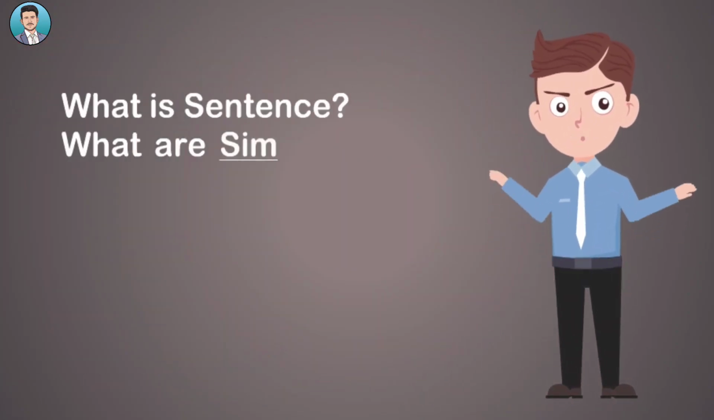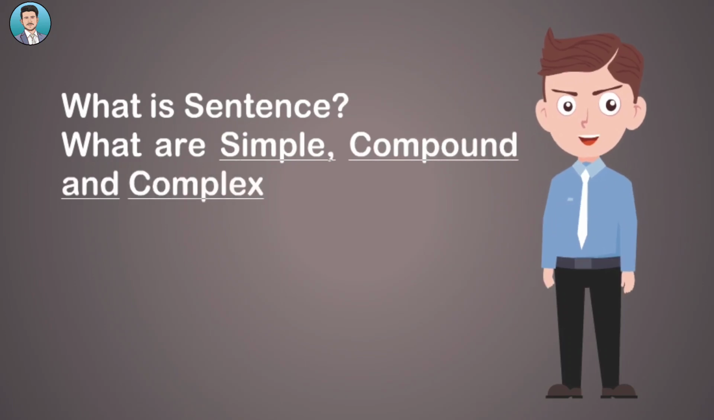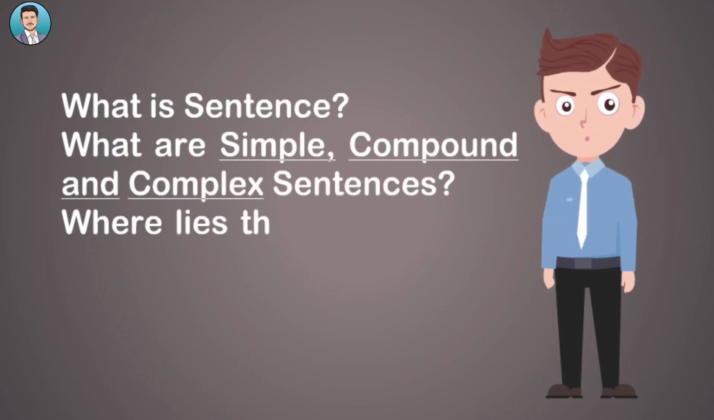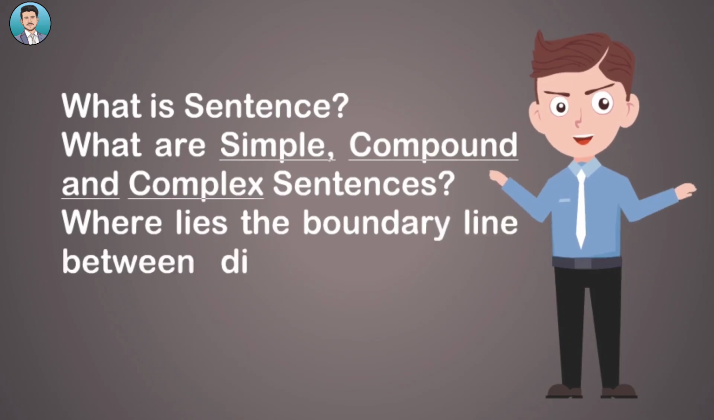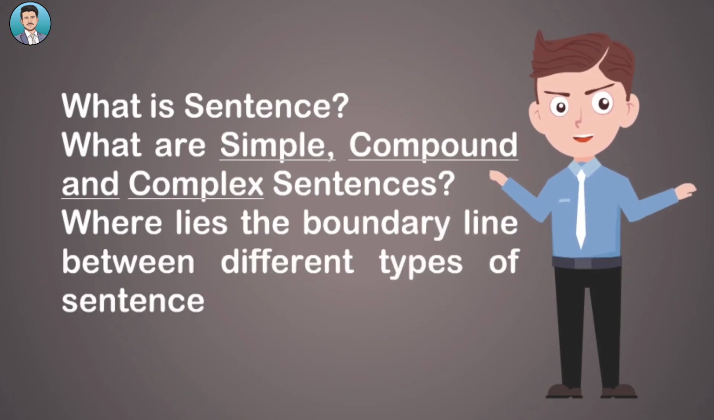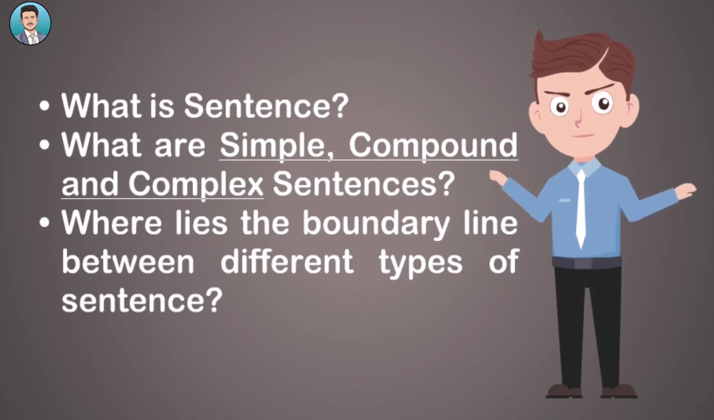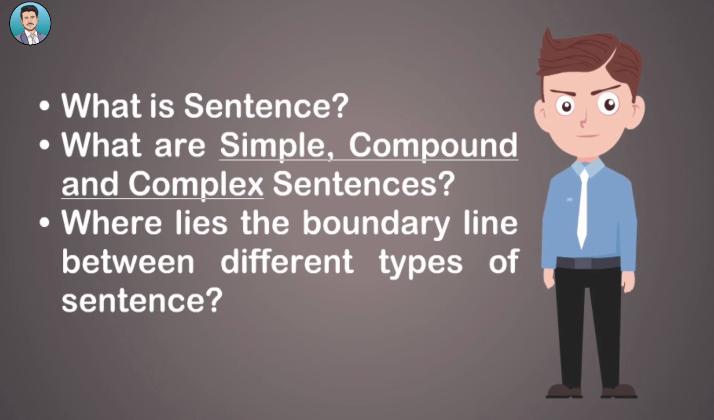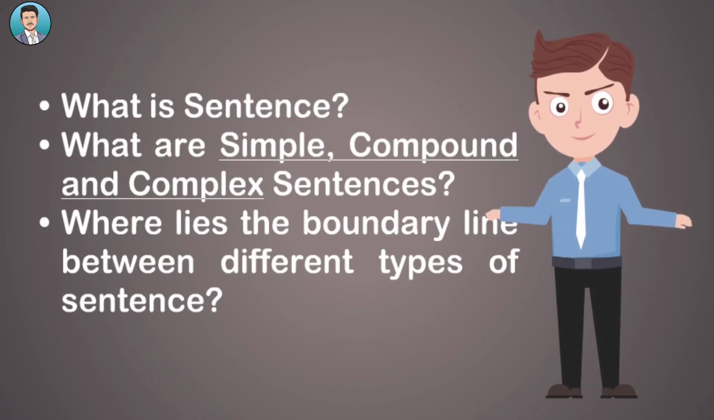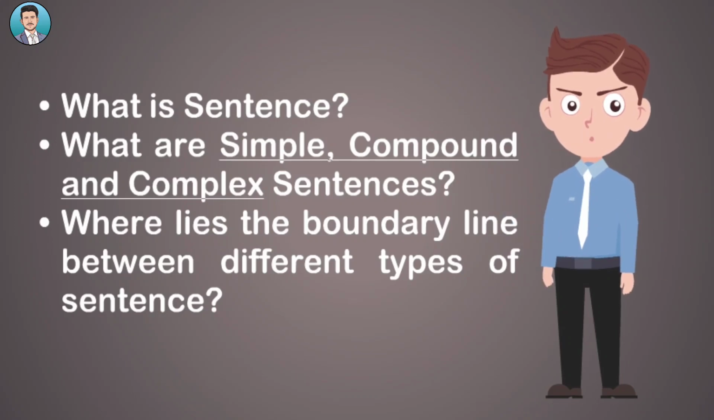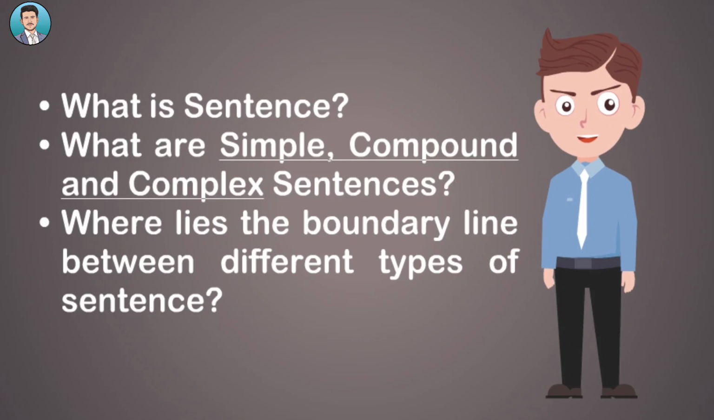Simple, compound, and complex sentences. Probably you would have heard these names before. Maybe you have studied these concepts in your school or at your academy. But there are still questions in your mind, if I'm not wrong: what are the differences between simple and compound sentences, and especially the differences between compound and complex sentences? How can we differentiate them? Where lies the boundary line between these different types of sentences, and how can we structure them?